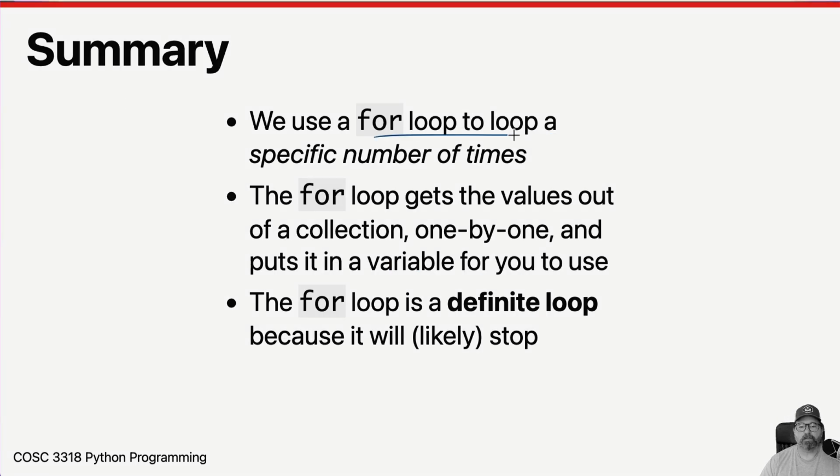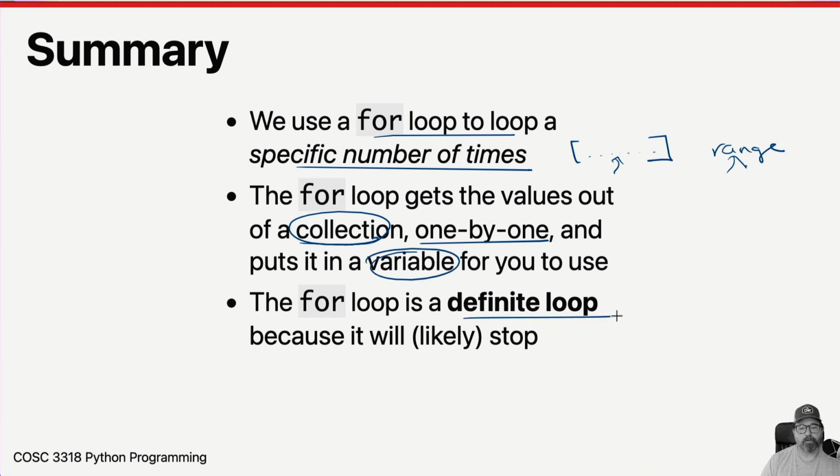So we use a for loop to loop a specific number of times through a collection. That specific number of times means that we have some sort of list or something like a range, which has a finite number of things in it. And the for loop gets the values out of that collection one by one and puts it into a variable. It's known as a definite loop because it will likely stop. We can find places where a for loop won't stop because our list is infinite. But in most cases, it will likely stop because it's a nice finite list.